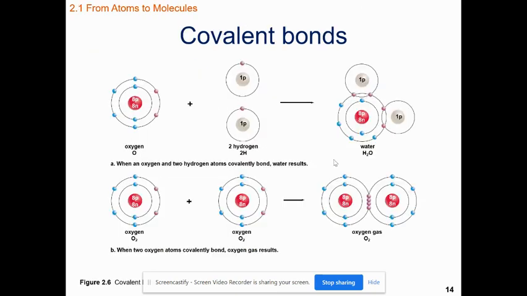Our next section will be about the properties of water.